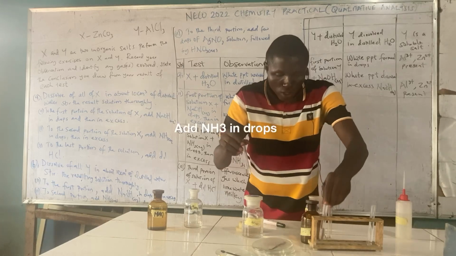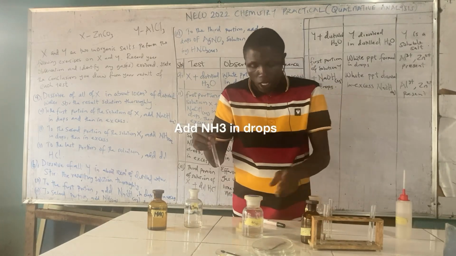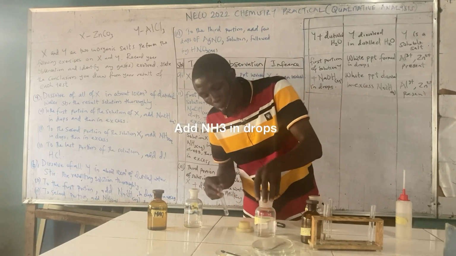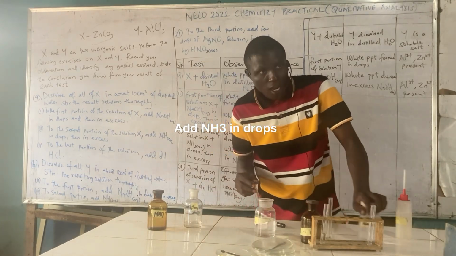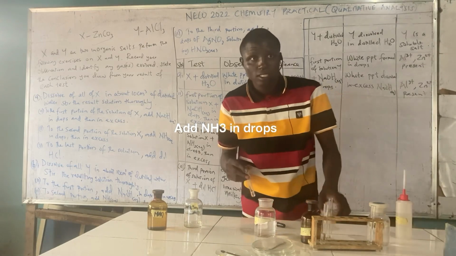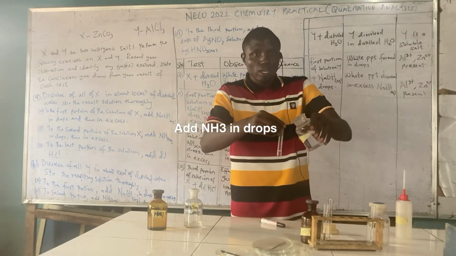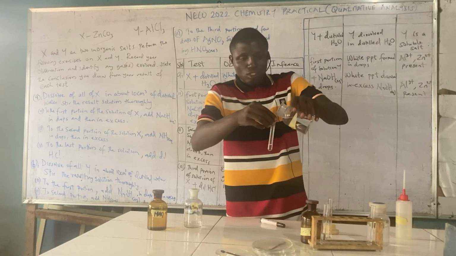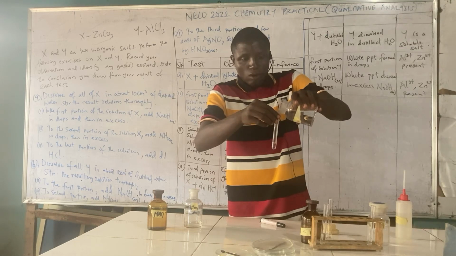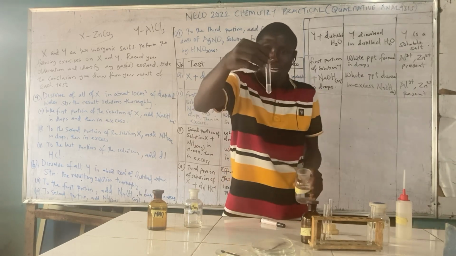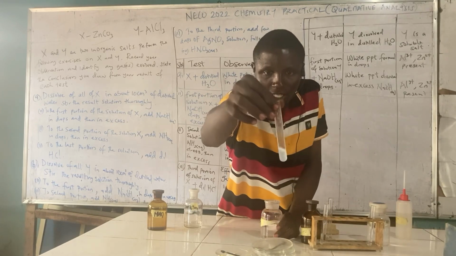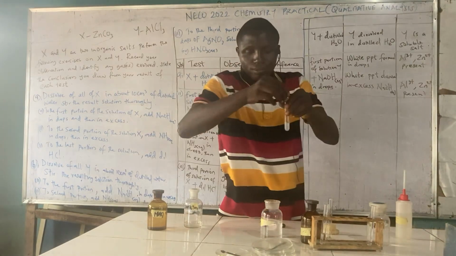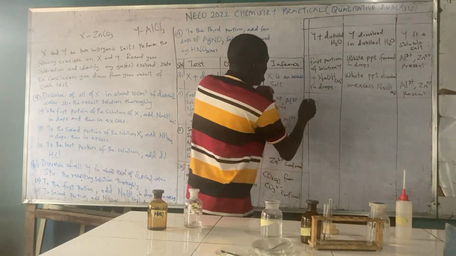The second portion, we add ammonium chloride in drops. You can see a white precipitate. You can see the white precipitate here in drops.